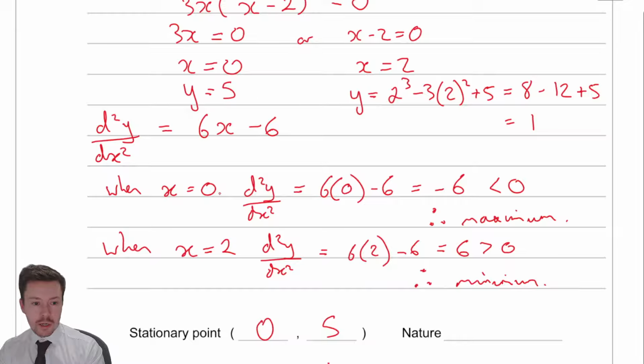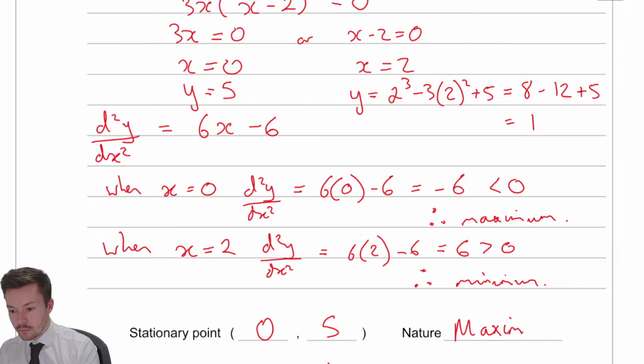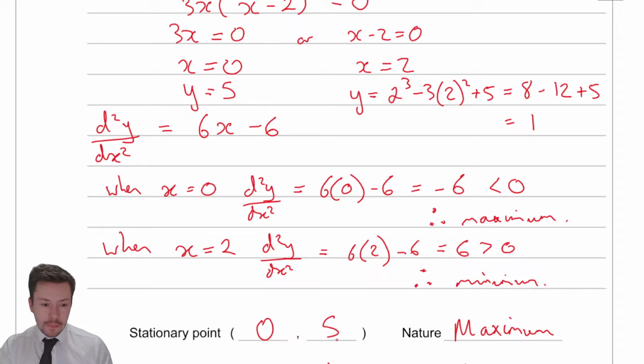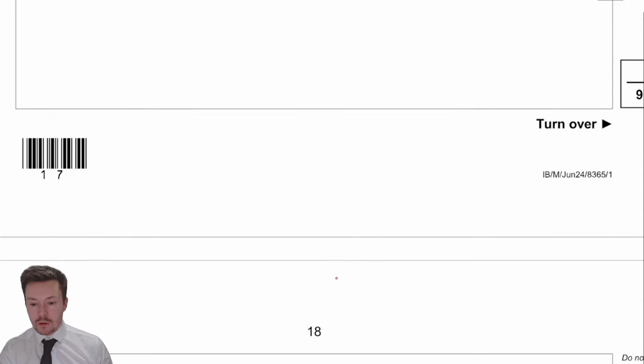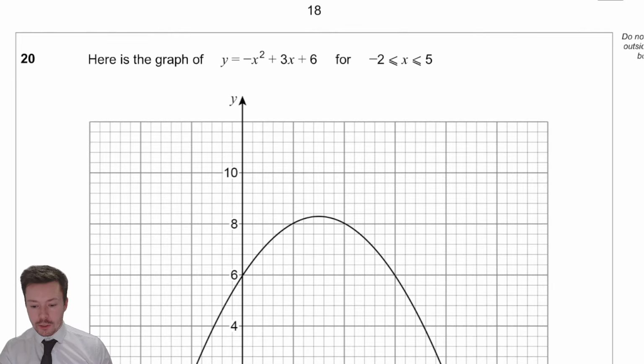And when x is 0, we've got a maximum. And when it's 2, we have a minimum. I'm trying to remember how to spell that word. Lots of M's. Okay. So there we go. Not the most straightforward one, but it's something that's also on the GCSE as well. The IGCSE, that is. Okay, moving on to the next question.